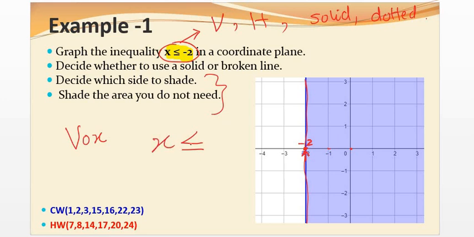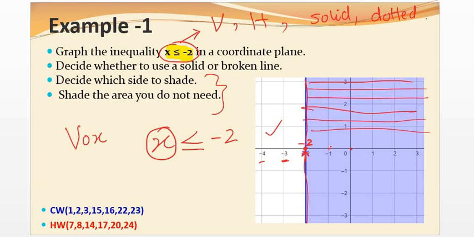Now, x is less than or equal to -2. That means I need all the values that are less than -2. And what are the values that are less than -2? It's -3, -4. I will keep them with me. I will keep that region blank, and then I will shade all the area or all the region that I do not need. As you can see here, I have shaded it with the blue color, right? So this is the area that I do not need. That's why I'm going to shade it. Clear? Let's start some questions from the exercise now.